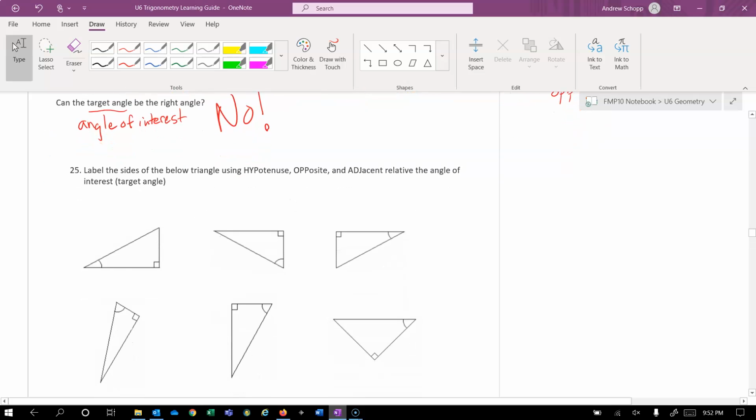So let's label some of these triangles here. Label the sides below using the hypotenuse, opposite, and adjacent relative to the angle of interest, or the target angle. So here is your angle of interest. We know that the hypotenuse is always the longest side. Then from our angle of interest, straight out, gives us the opposite side. And the one that's touching our angle of interest is the adjacent side. I'm going to let you stop the video here and go ahead and finish these up on your own.